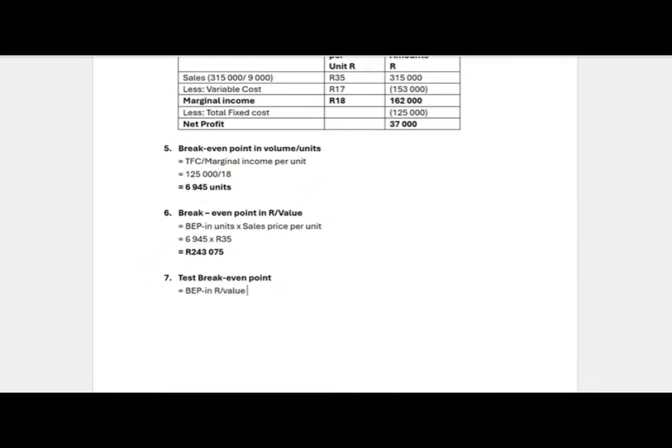All right, you less variable cost for break-even, variable cost break-even point, and then you less your total fixed cost. All right, so let's see what do I mean by this in terms of numbers.